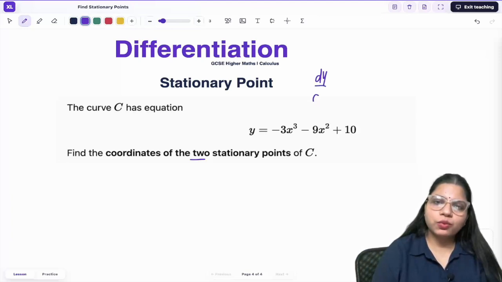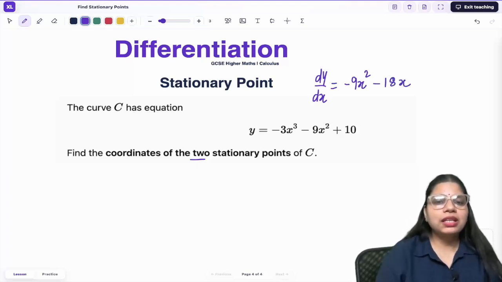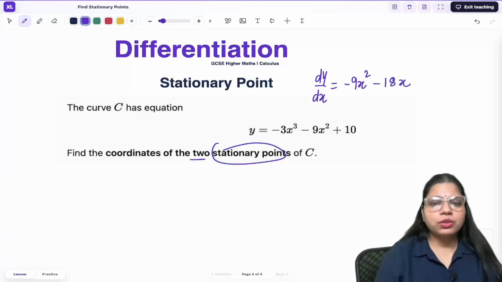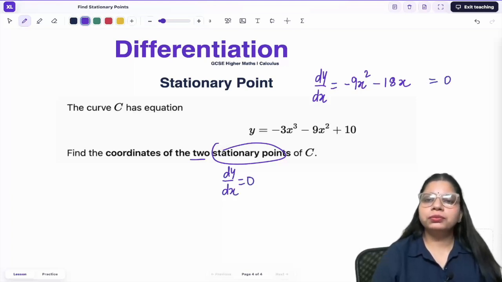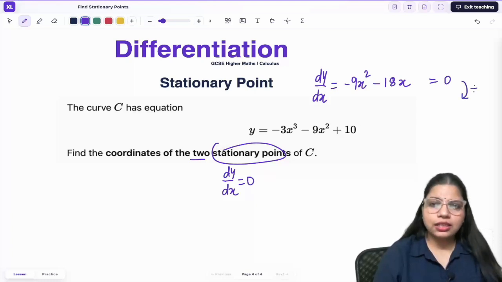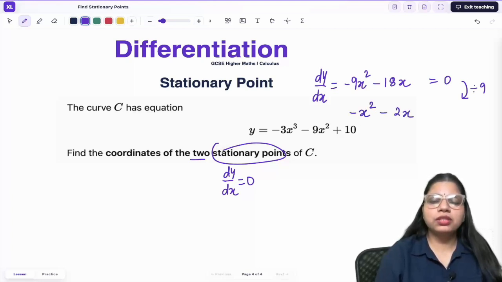dy by dx, what that would be? Minus 9x squared minus 18x. That's it. And because it's a stationary point, dy by dx is equal to 0. So let's make it equal to 0. So we can further divide by 9 or minus 9, whatever makes it easier for you. So we will be getting minus x squared minus 2x equals 0.